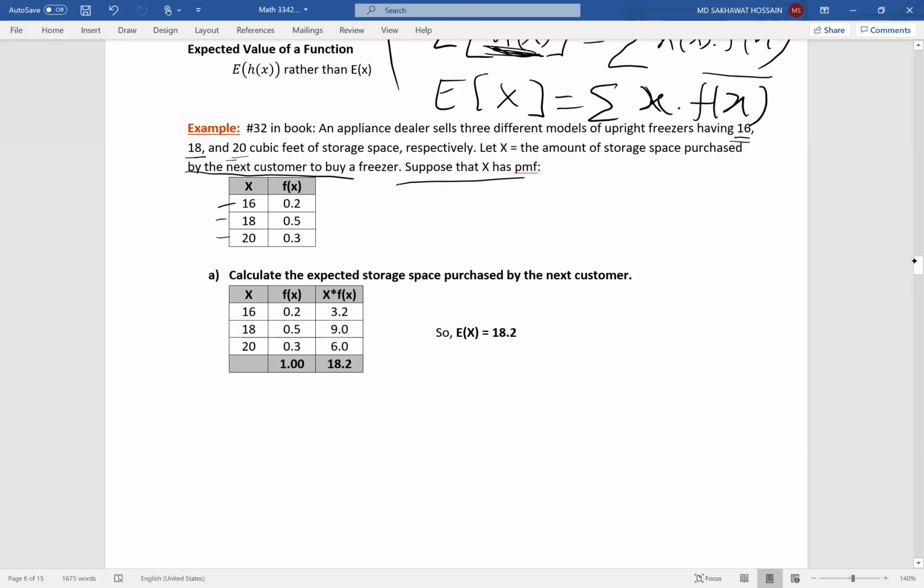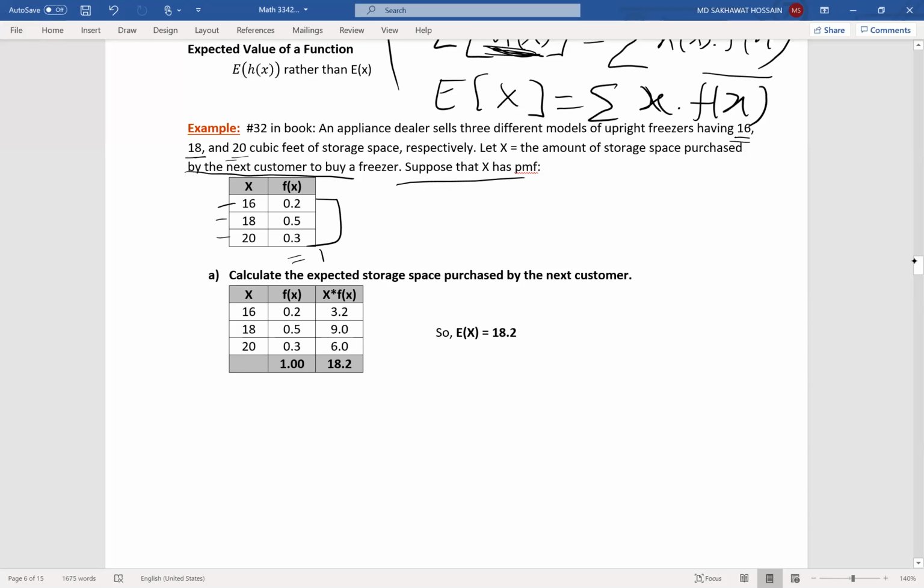If you add the probabilities together, 0.2 plus 0.5 plus 0.3, it will be equal to 1. So you can say this is a PMF. We have the possible values of x, and all the numbers for f of x are between 0 and 1, and the total is 1. So this is a probability mass function, and the possible values of x are 16, 18, and 20.